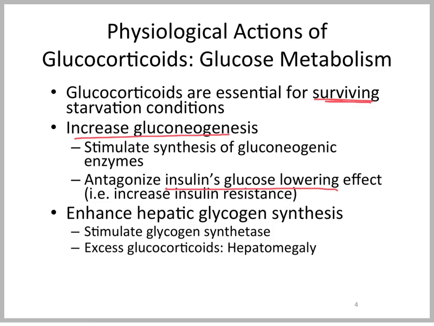Glucocorticoids also enhance glycogen synthesis. So this is kind of an interesting juxtaposition. Maybe it doesn't make a lot of sense, but they're helping to increase glycogen synthesis by stimulating the synthetase enzyme. And this becomes perhaps more important in the excess situation of glucocorticoids, like hyperadrenocorticism, where we see hepatomegaly, enlargement of the liver because of increased glycogen, but also, as we'll point out, increased fat in the liver.